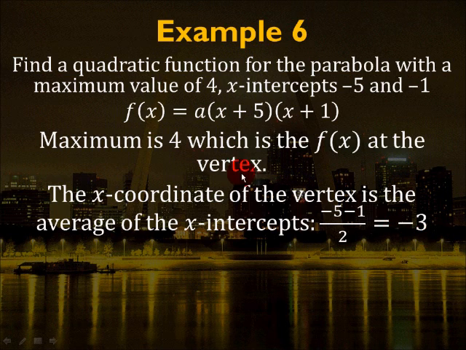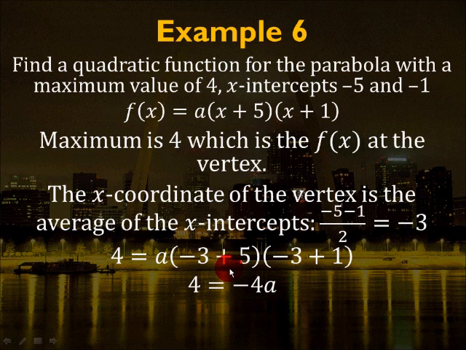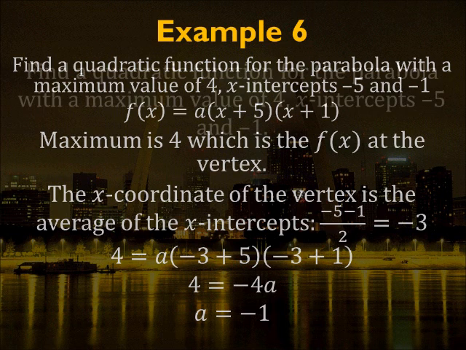All we do is plug those points into this initial equation we came up with and solve for a. So you plug in 4 for f of x, you plug in -3 for x, and you solve. So you get 4 equals a times 2 times -2, which is -4a. Divide both sides by -4, and you get a is -1. That confirms what we would have thought, because if the parabola has a maximum, again, is an upside down u, the a should be negative because the parabola opens downward.